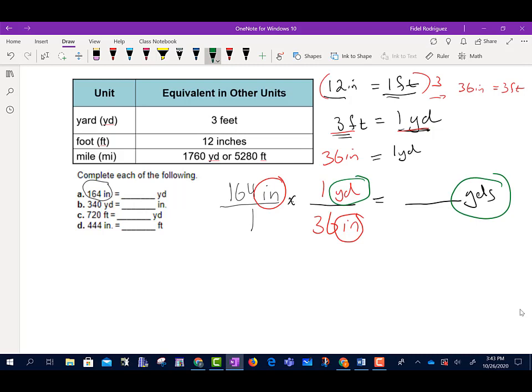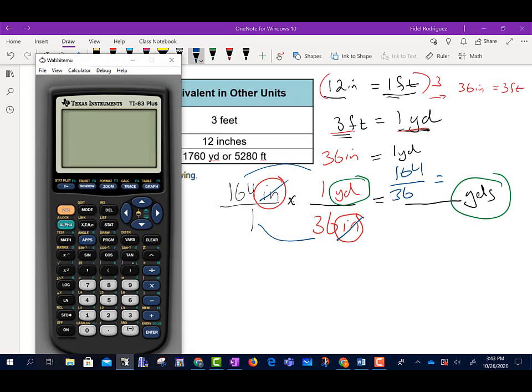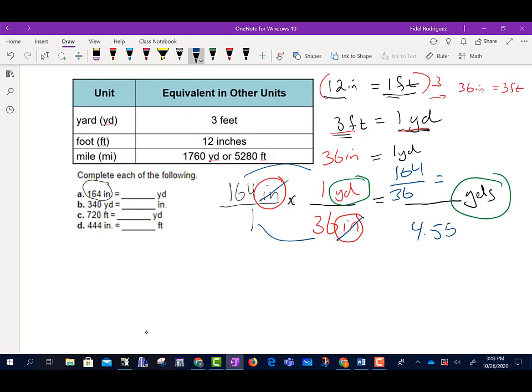So now what's going to happen? These units, inches and inches, one's on the top, one's on the bottom, those are going to cancel. Then I'm going to multiply. 164 times 1 is 164, and 1 times 36 is 36. Then I'm just going to take my calculator and clear it out. What's 164 divided by 36? I'm coming up with 4.5555.